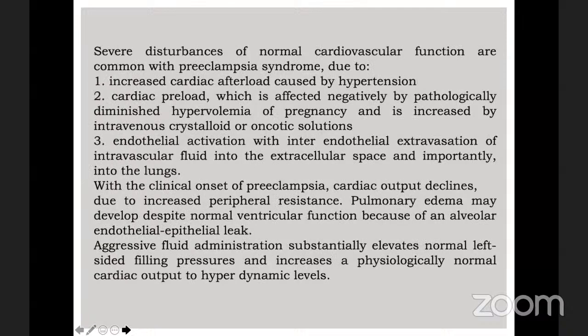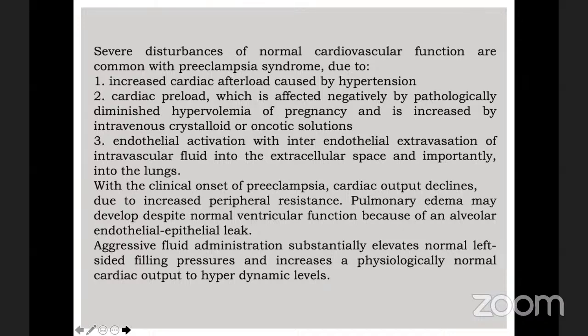Severe disruption of normal cardiovascular function is common with preeclampsia syndrome due to the increased cardiac afterload caused by hypertension, and cardiac preload, which is affected negatively by the pathologically diminished hypervolemia of pregnancy and is increased by intravenous crystalloids or oncotic solutions.